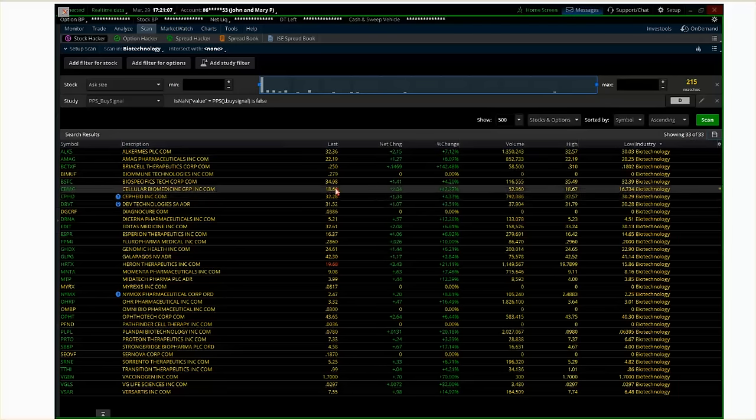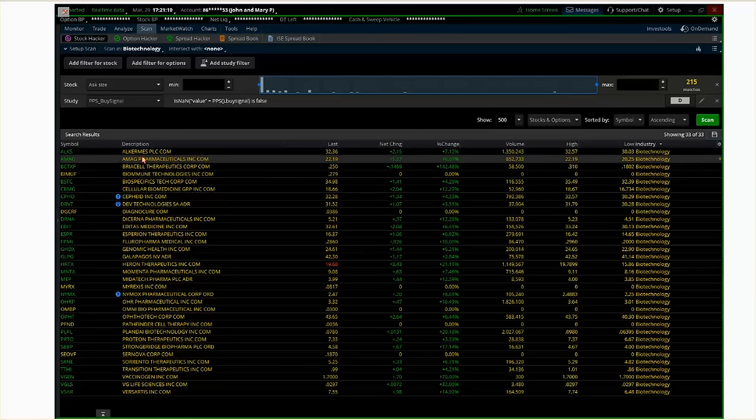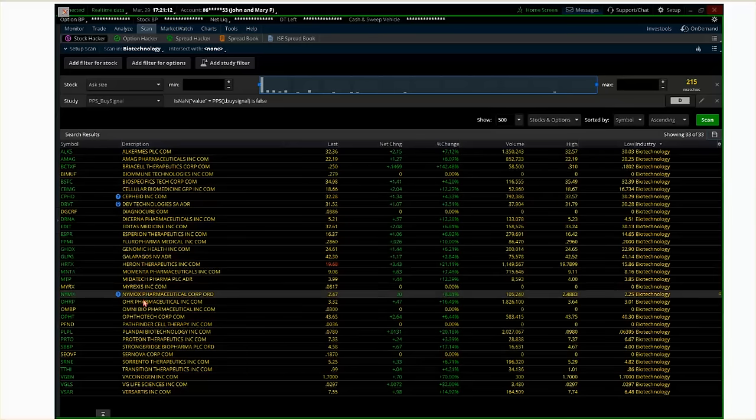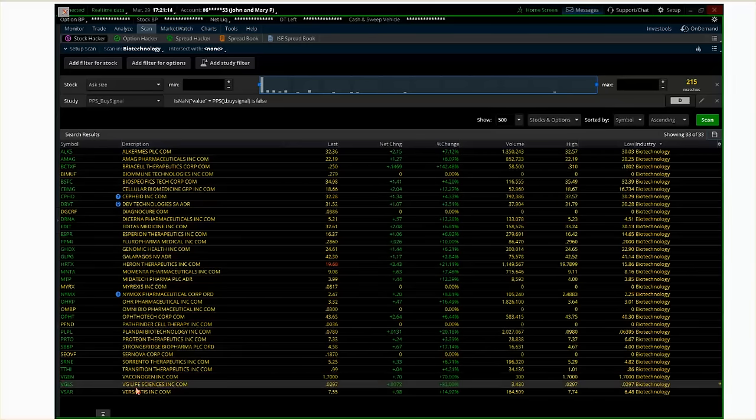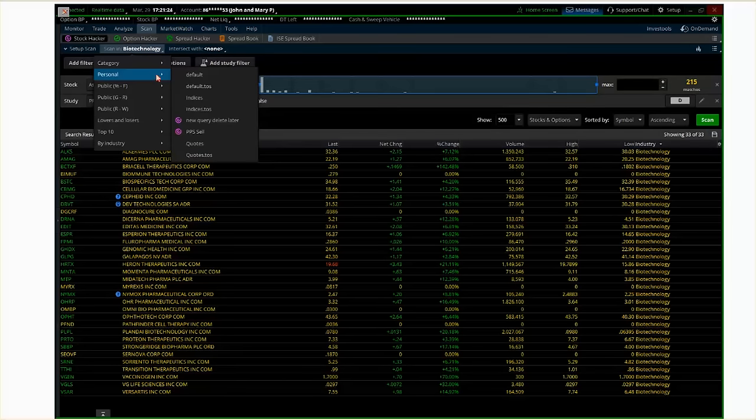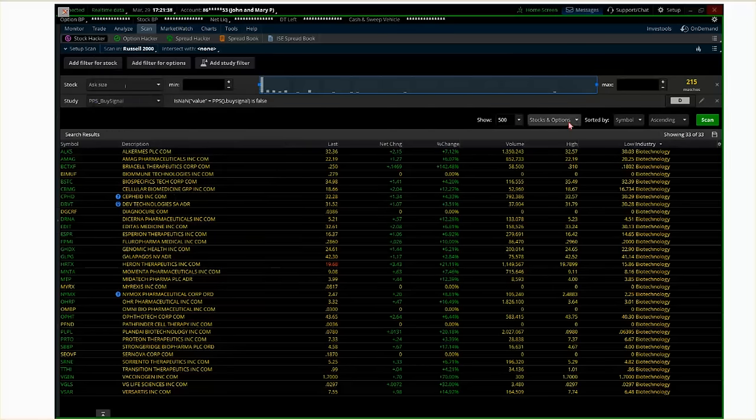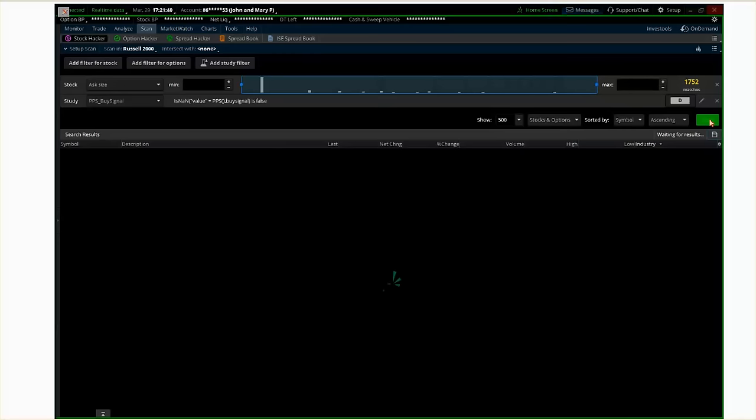I mean, they're not penny stocks by any stretch of the imagination, right? Some of these names you might not be familiar with, but I'm going to bet some of these names are both in the NASDAQ composite as well as the Russell. So let's double check that, shall we? Instead of looking at biotech, let's go over here and right on down. Oh, wait, there it is. Russell 2000. So let's run a scan on the Russell 2000.